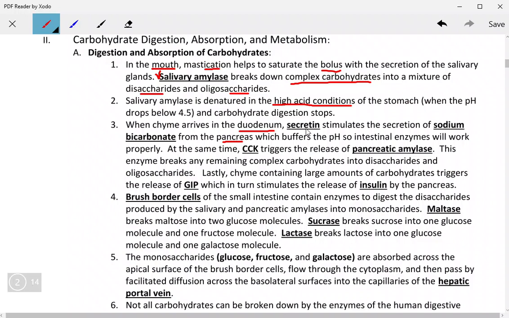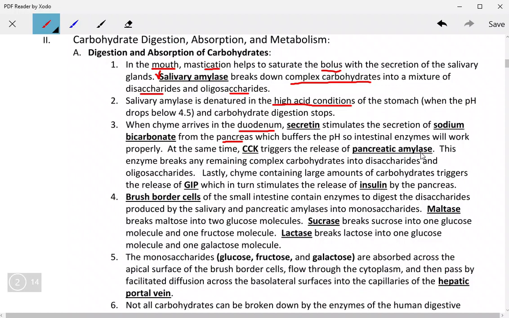Okay? At the same time, CCK, or the hormone called cholecystokinin. Cholecystokinin, make sure you know the name. Cholecystokinin, abbreviation CCK, which is also released by the duodenal cells, will go and stimulate the pancreas to release pancreatic amylase. Now, what is the job of pancreatic amylase?